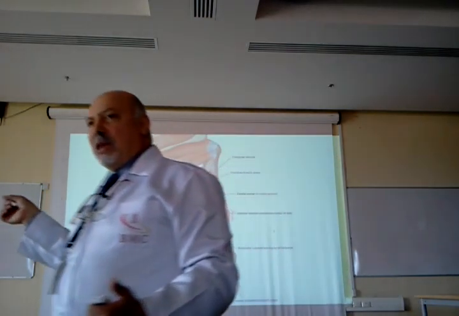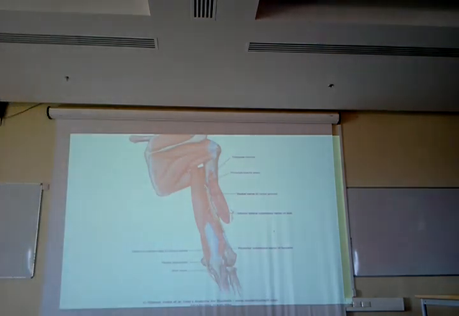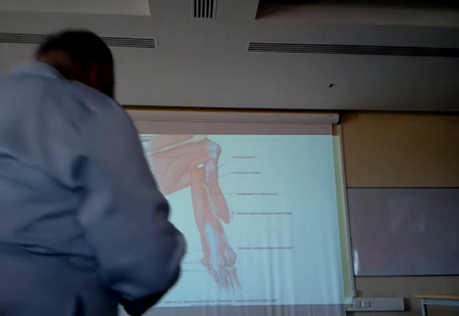And in the spiral groove it also gives the posterior cutaneous nerve of the forearm. In the axilla it gave the posterior cutaneous nerve of the arm, whereas in the spiral groove it gives two cutaneous branches: one for the forearm, the posterior cutaneous nerve of the forearm, and the lower lateral cutaneous nerve of the arm. That is the radial nerve.